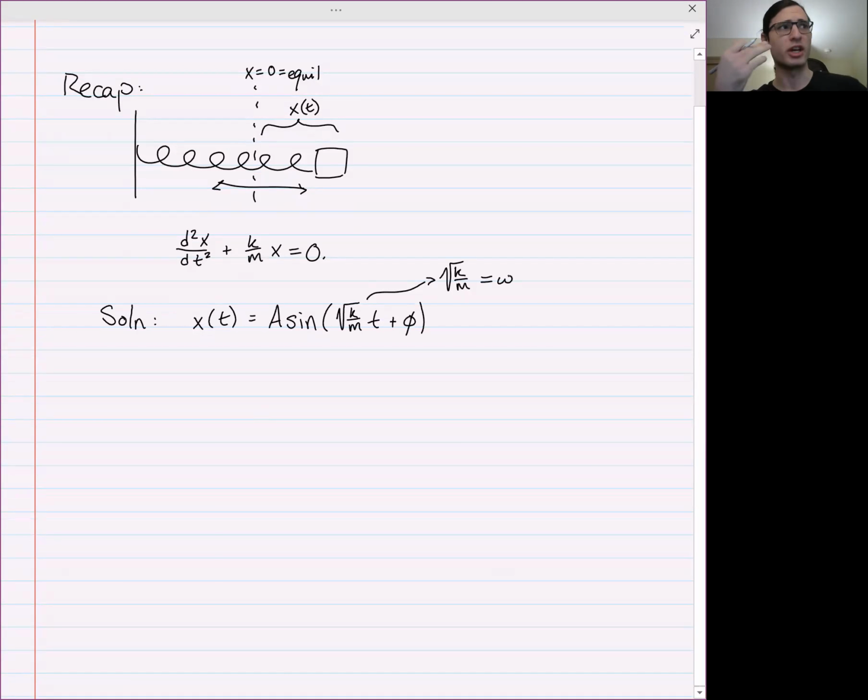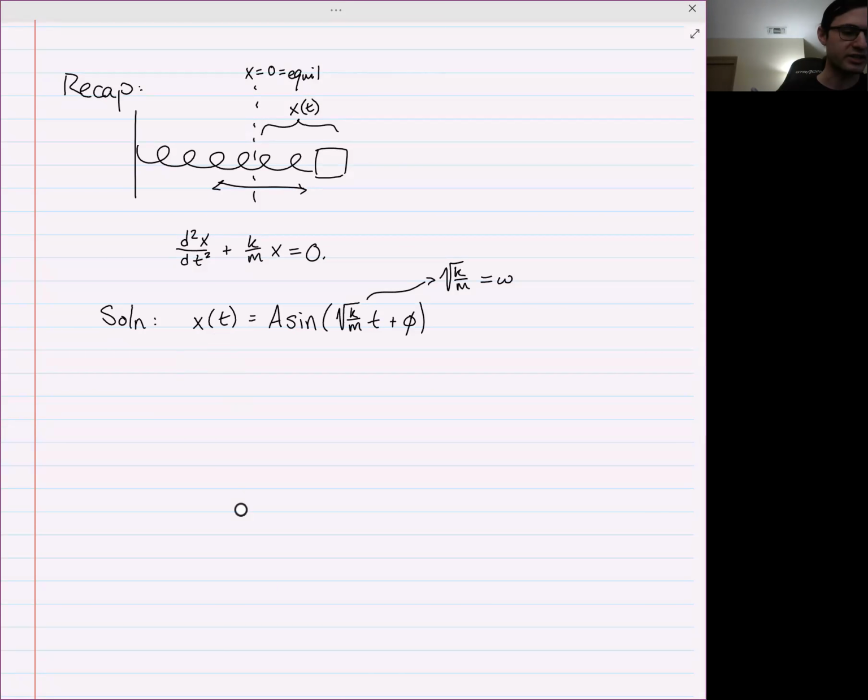And I'm going to start today by talking about that. But just keep in mind what context we're talking about. This tells us where the block is at any given instant in time. It tells us how far away from the equilibrium position the block is. So you plug in t, you plug in the variables, you might have to figure out what phi and A are first, but you plug those in and then you get a number, and that's the distance.